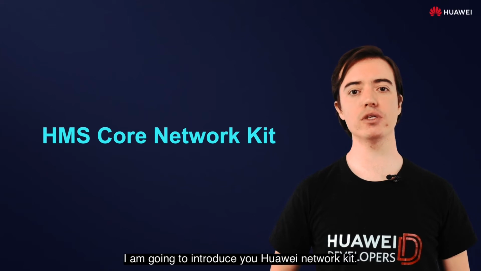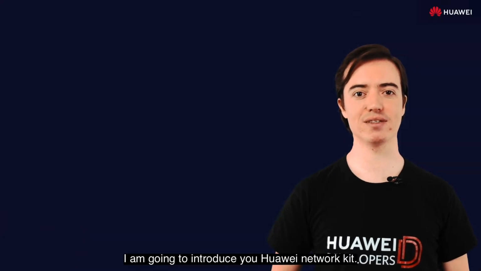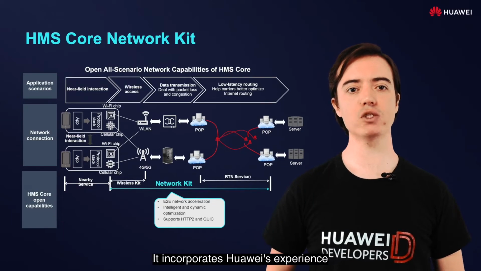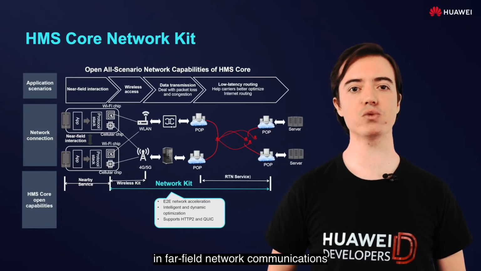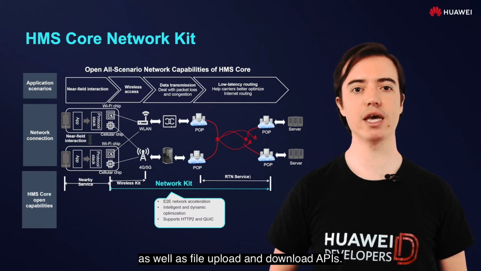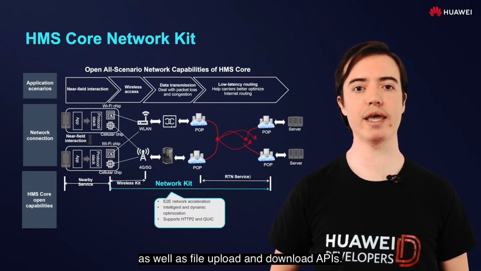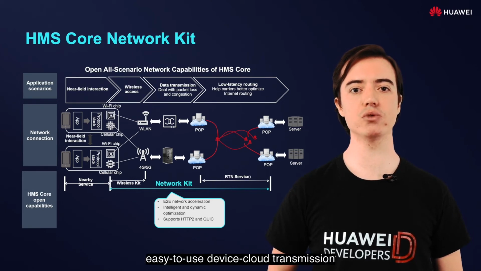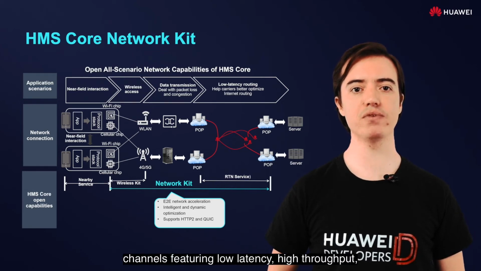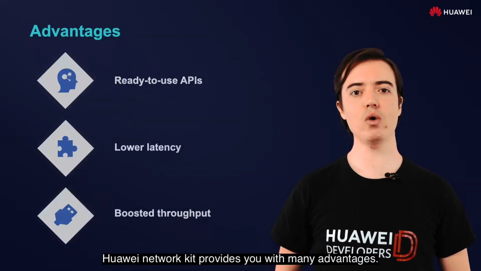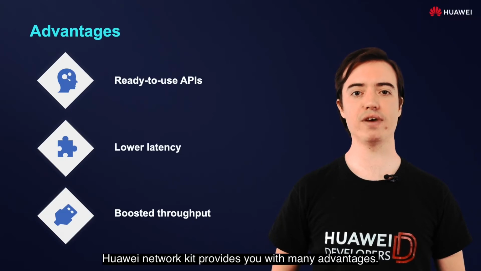Today, I am going to introduce you Huawei Network Kit. Network Kit is a basic network service suite. It incorporates Huawei's experience in far-field network communications and utilizes scenario-based RESTful APIs as well as file upload and download APIs. Therefore, Network Kit can provide you with easy-to-use device cloud transmission channels featuring low latency, high throughput, and high security.